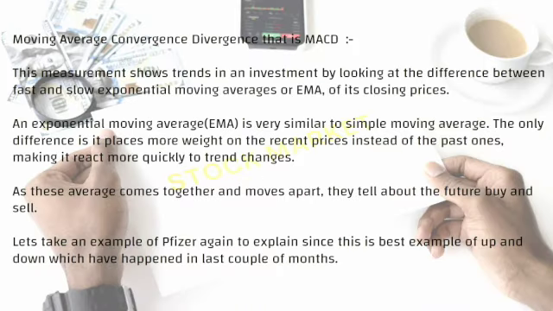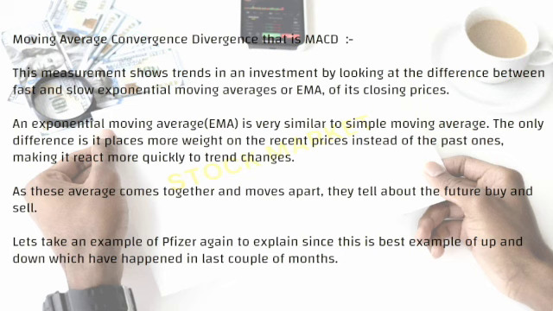Moving average convergence divergence, that is MACD. This measurement shows trends in an investment by looking at the difference between fast and slow exponential moving averages, or EMA, of its closing prices. An exponential moving average, EMA, is very similar to a simple moving average. The only difference is it places more weight on the recent prices instead of the past ones, making it react more quickly to trend changes. As these averages come together and move apart, they tell about future buy and sell.